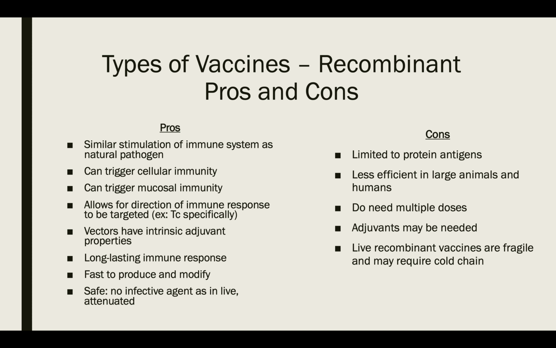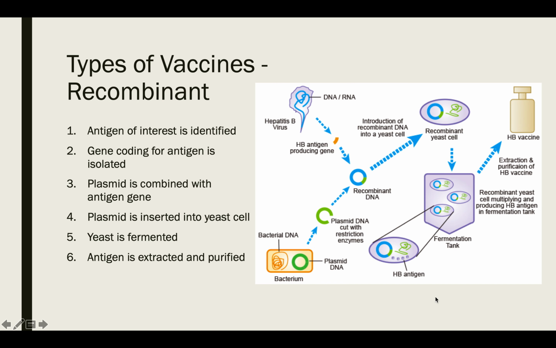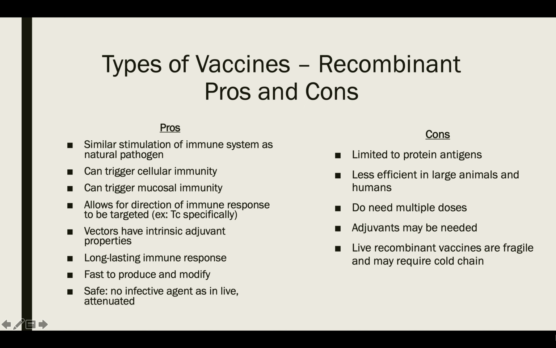These are going to trigger a long-lasting immune response, so that's always important. They're fast to produce and they're easy to modify. Especially like this, you can make a ton of that antigen really, really quickly just because it's in yeast. And it's very easy to modify just by inserting a different gene into the plasmid and into the yeast and starting over again. And these are very safe. Some of these don't have an infective agent like in live attenuated vaccines.